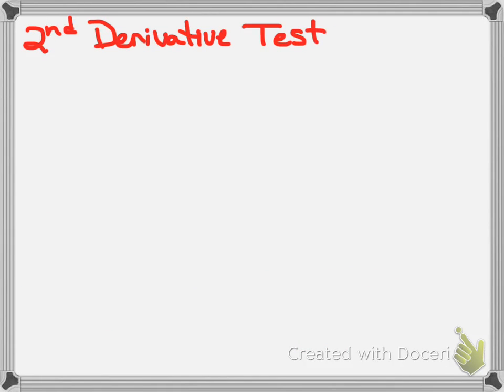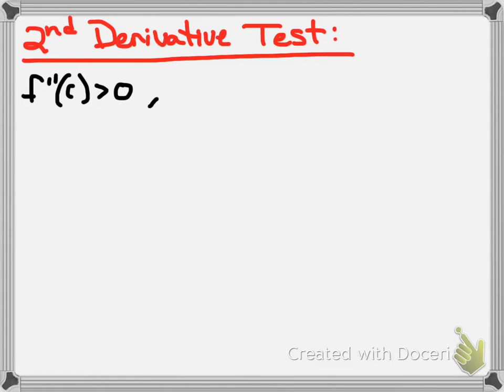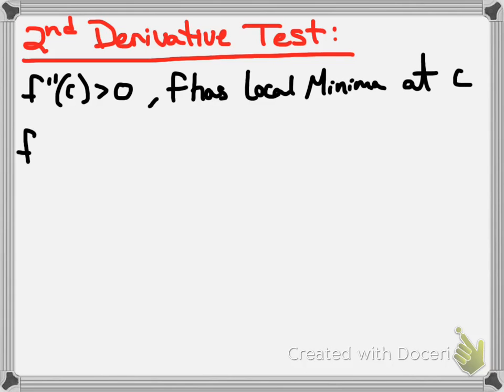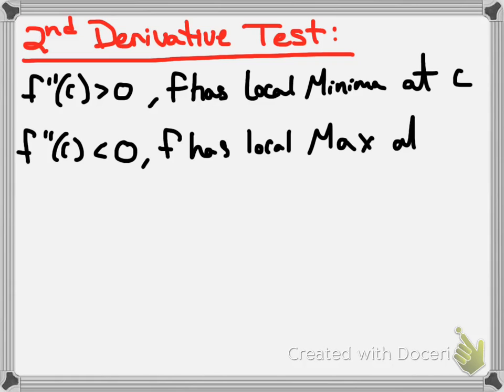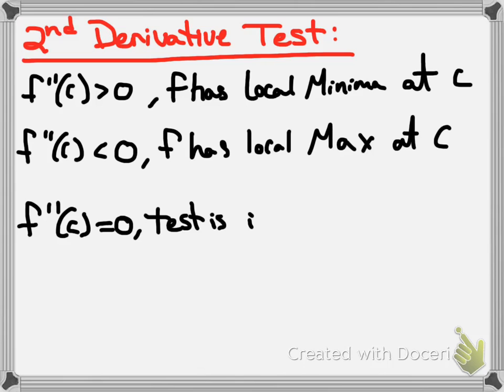So the second derivative test. The second derivative test tests for local extrema, meaning local minima or local maxima. Using the second derivative again, if the second derivative is greater than 0 at some point c, then f has a local minimum at c, and if f double prime of c is less than 0, then it has a local max at c. And if our second derivative is equal to 0, then the test is inconclusive and you'll have to try something else.